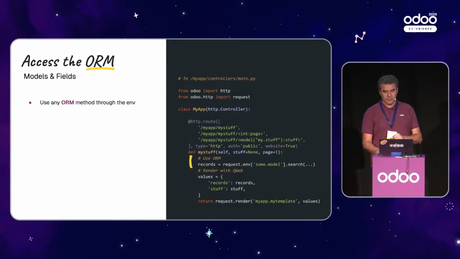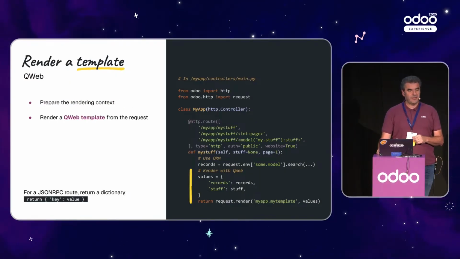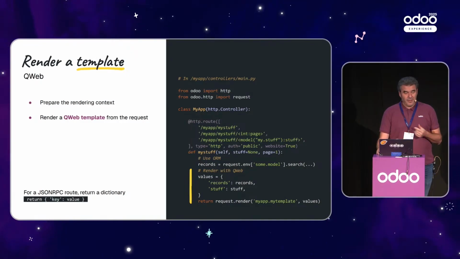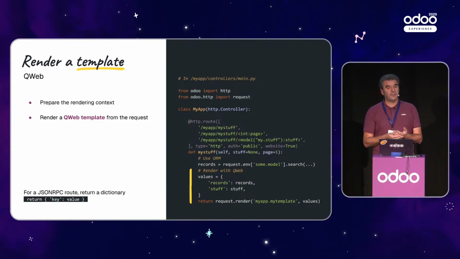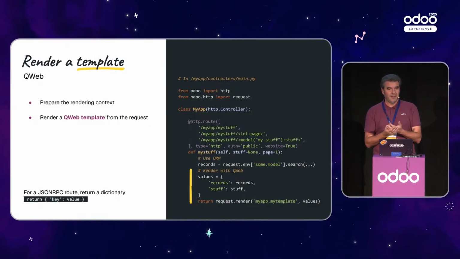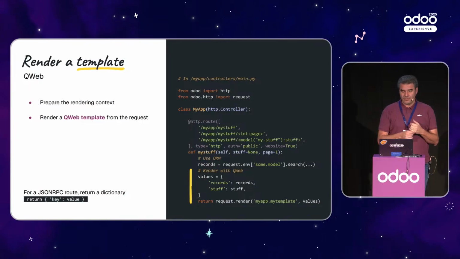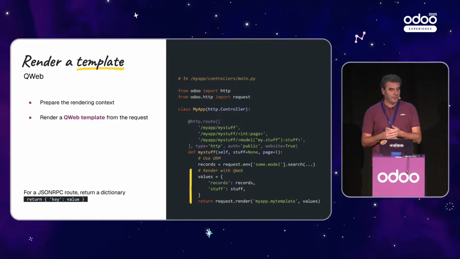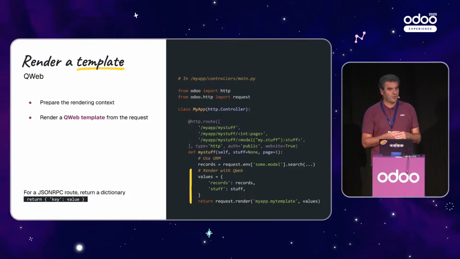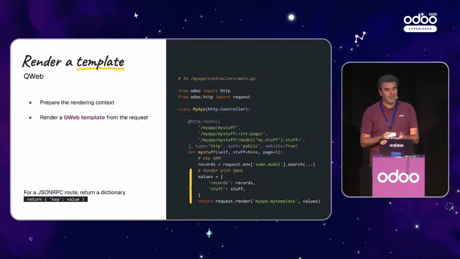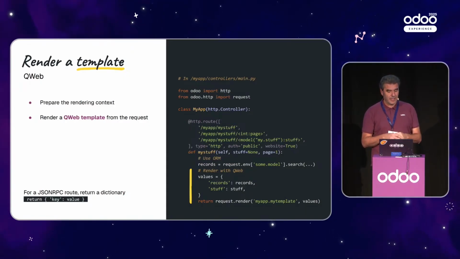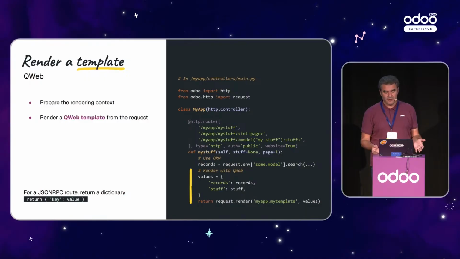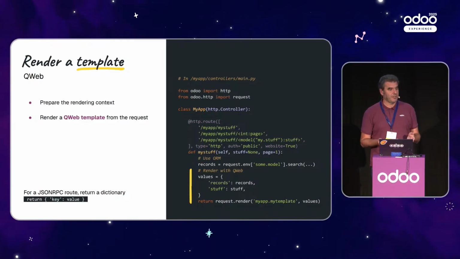Once you've done all the operations you need, you can create a rendering context, which is just a dictionary with key values where you store all the information that you want to use in the display that you will return. And then you call request.render to invoke your specific QWeb template to do the rendering to HTML, providing the rendering context that you've prepared. In case your route is a JSON RPC route, then instead, you just return a dictionary that you've prepared with the values you want to return, and that will be serialized to JSON implicitly for you.